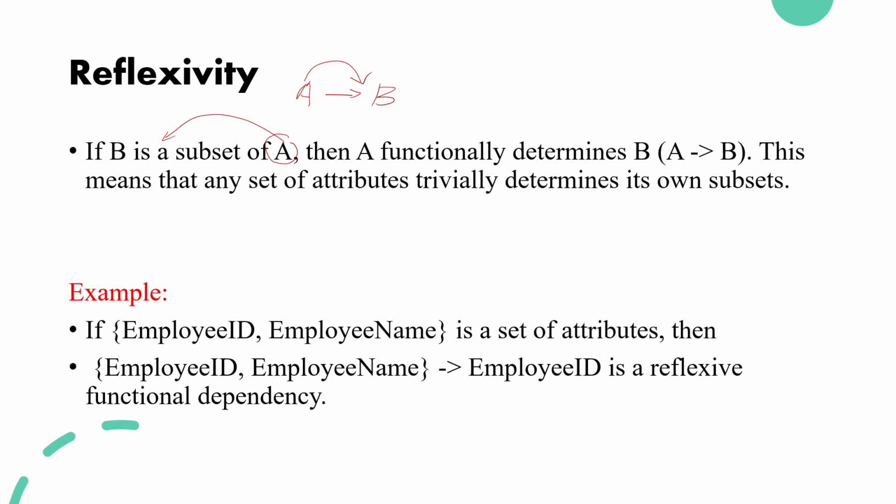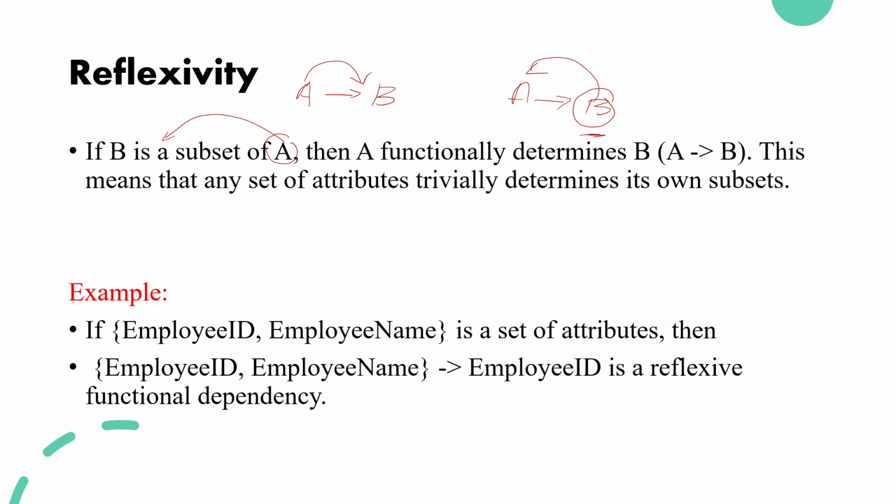When we say A determines B, or when we say B is a subset of A, this is a trivial dependency where the dependent attributes are already a part of the determinant. So this property is called the reflexivity property or a trivial property. We can see the example here.